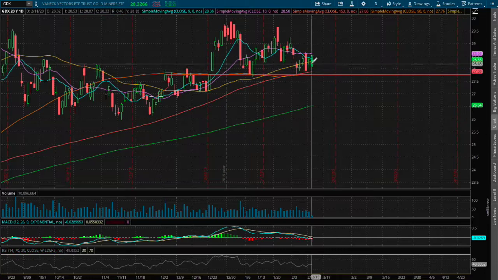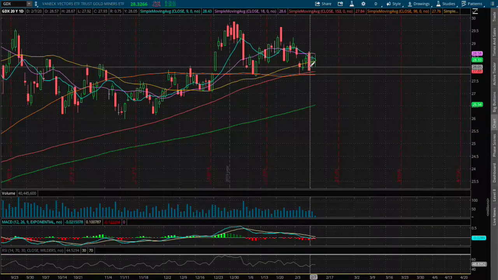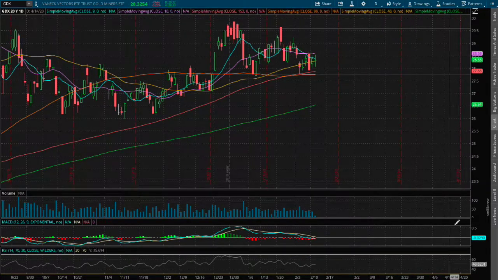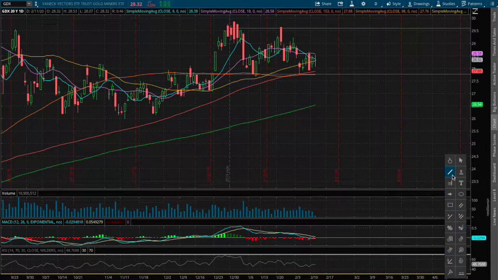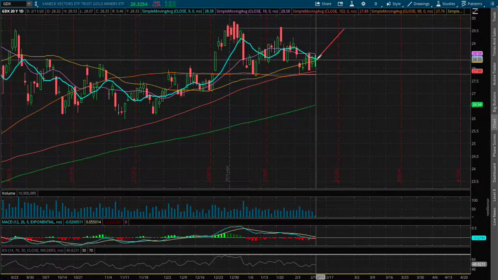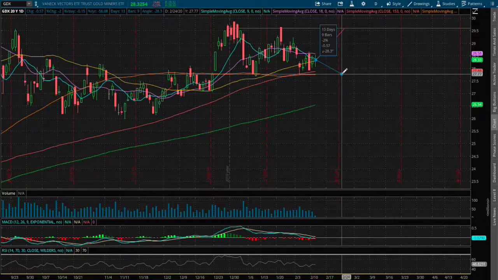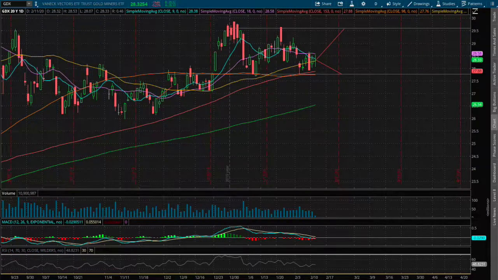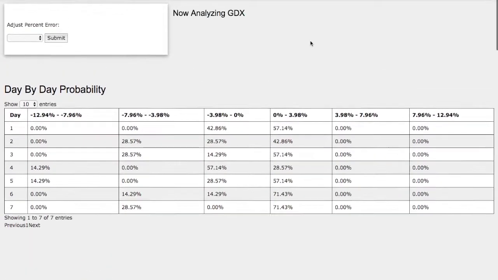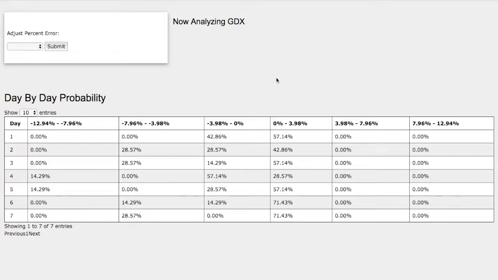For resistance, if we do manage to make a reversal and head up higher, I do see the next resistance being around the price of $29.60. If we were to move up higher, that price movement is roughly 4.3% to the upside, and to the downside it is around 2%. So back to the day-by-day probability model. As the days progress, we see a slight favor to the upside as the day advances.